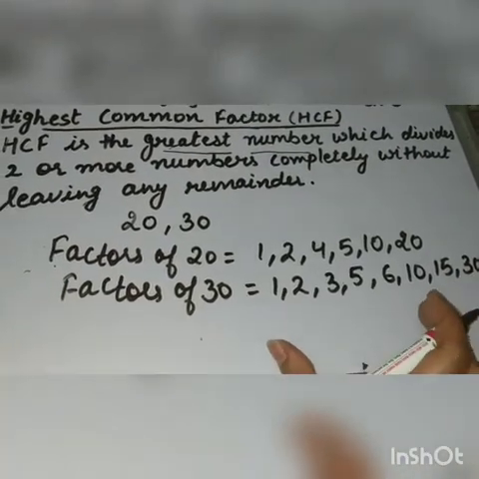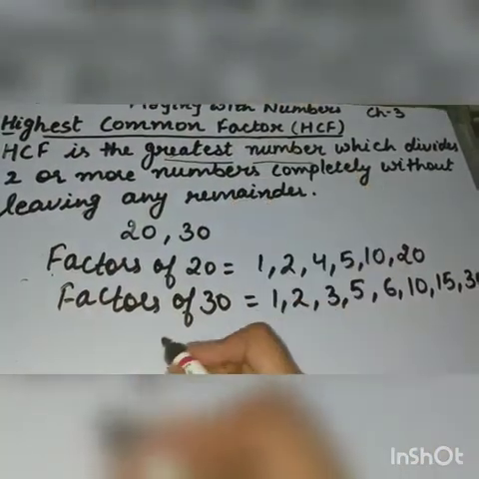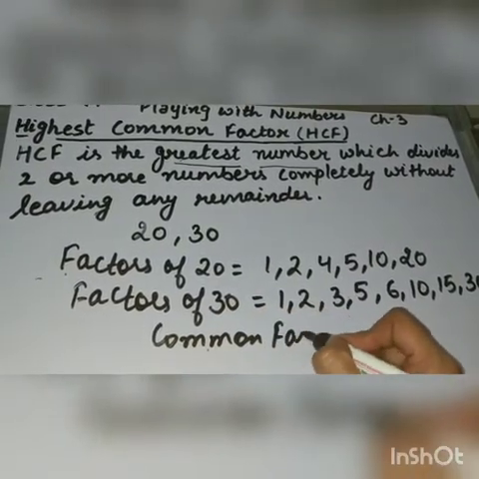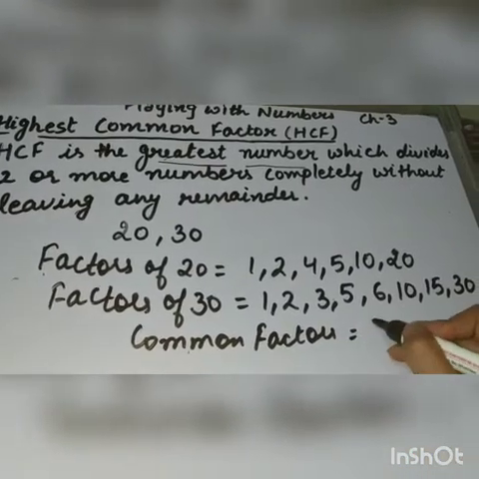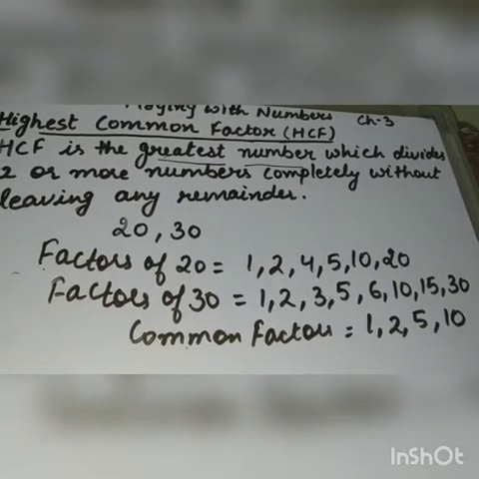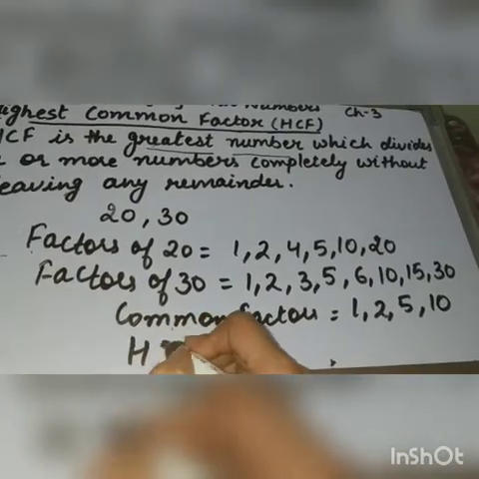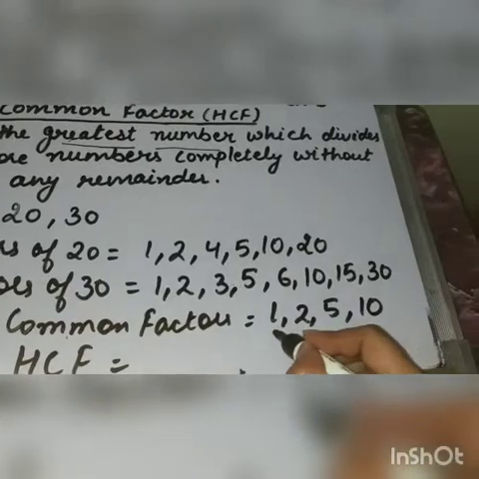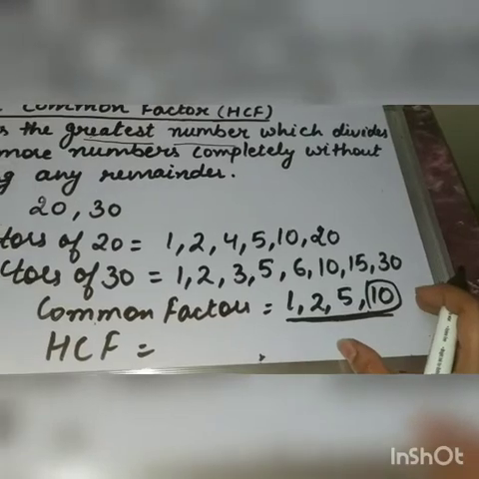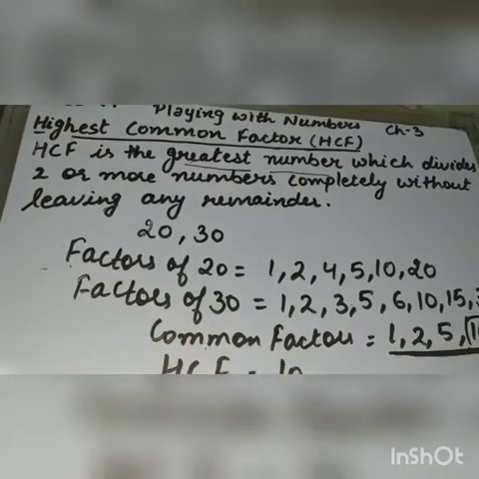Now we will find the common factors. So first of all we will find common factors. The common factors are 1, 2, 5 and 10. These are the common factors. Now we will find the highest common factor, that is HCF. See, the highest of these factors is 10. 10 is the highest common factor. So HCF is 10. This is how you find HCF. This is called HCF.